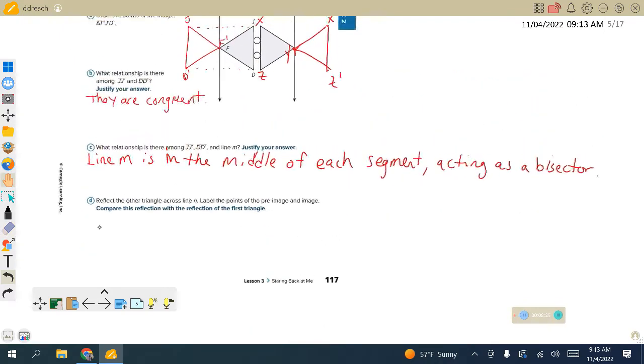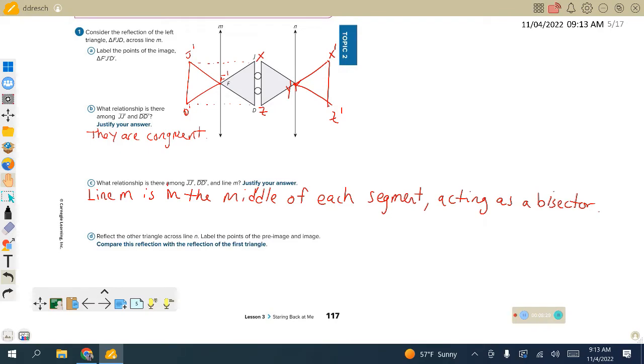All right, anything more on that page? Does not look like it. So let's go and look at the next slide.